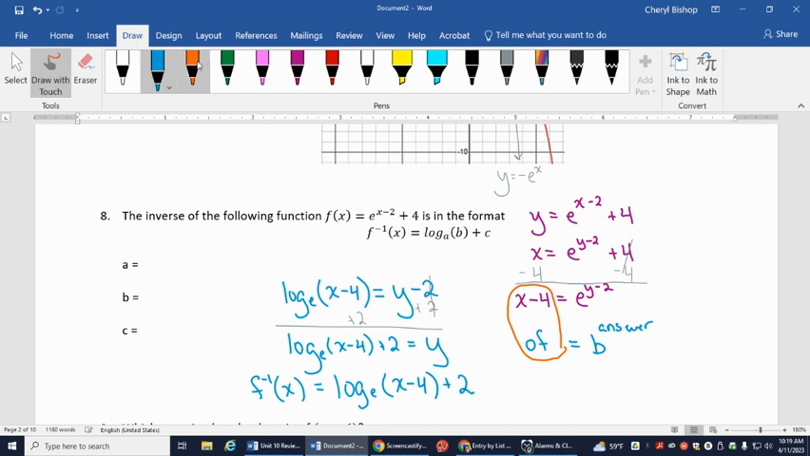So what is my value of a? E. What is my value of b? X minus 4. And what is my value of c? 2.